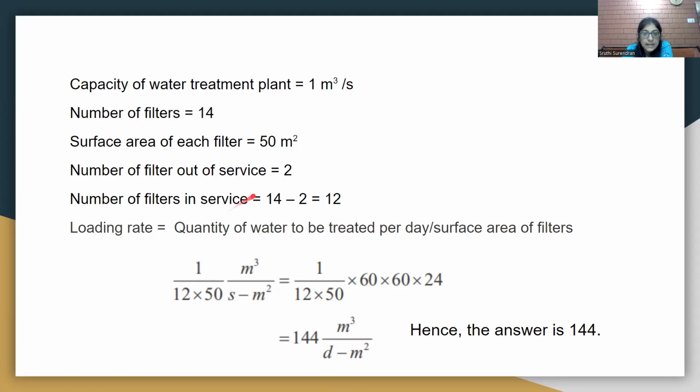So we have area for one filter which is 50 meters square. Total number of filters is equal to 12. So the total area is equal to 12 into 50.